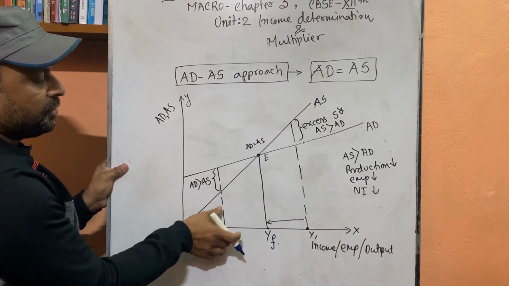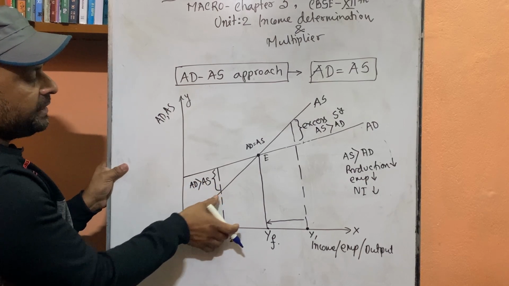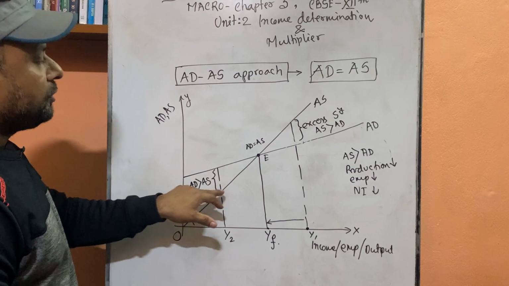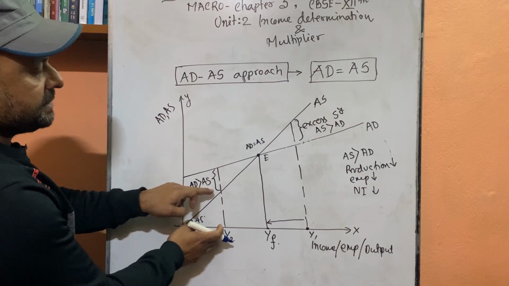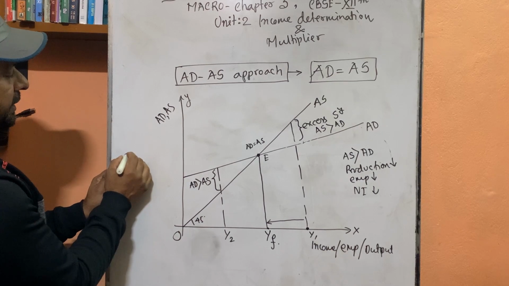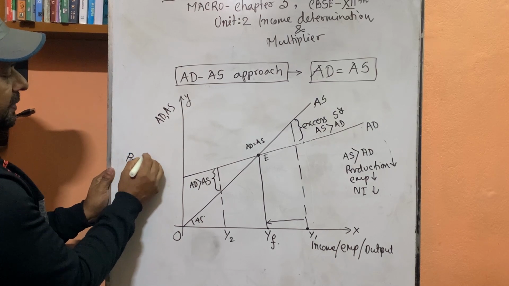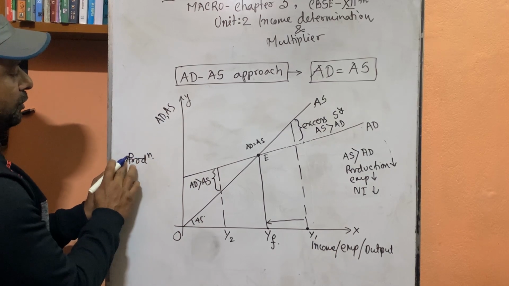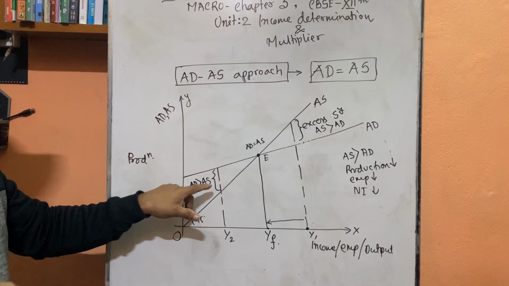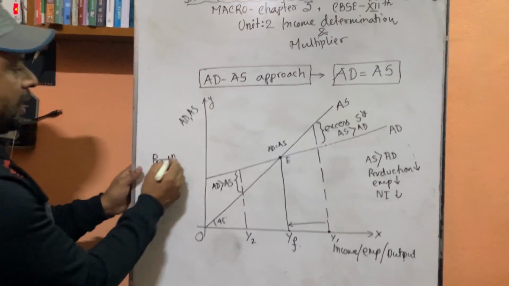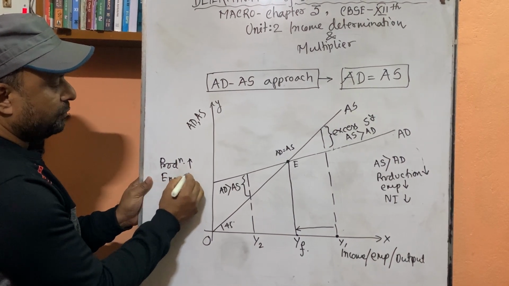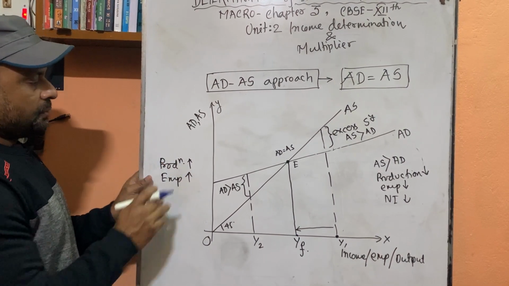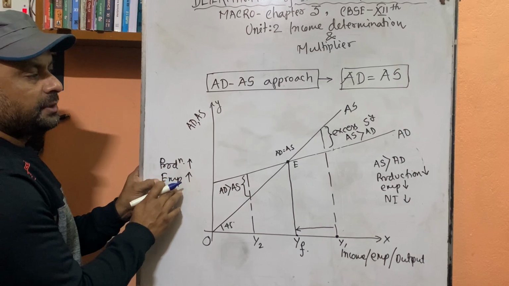Producers will find that if we produce more, then we can sell more, because demand is more, supply is less. So what will they do? They will increase their production in the economy, because they know if we increase our production, we can sell, because demand is high. So how to increase the production? Unless we can increase the employment, we cannot increase the production. So producers have to increase the employment level of the economy.